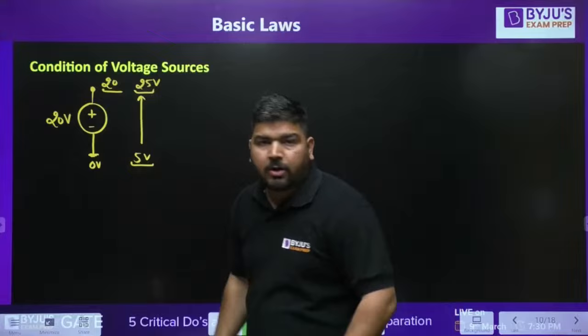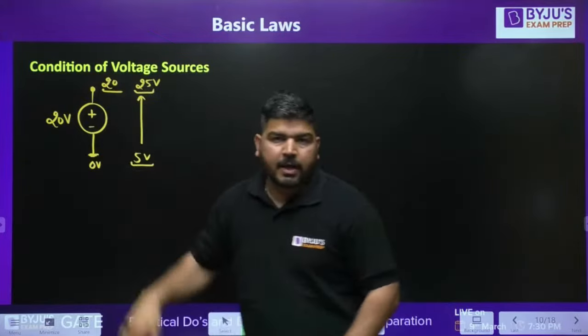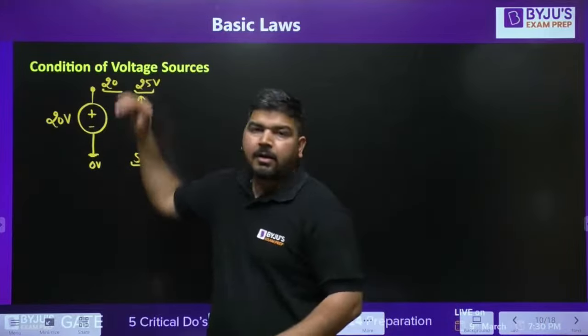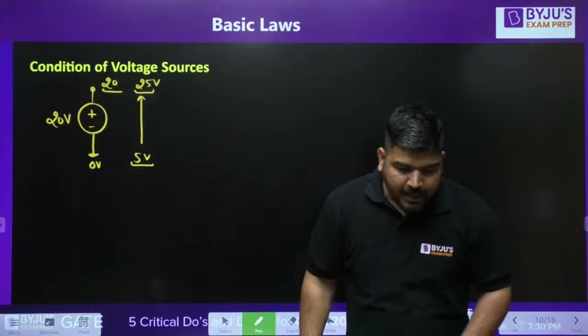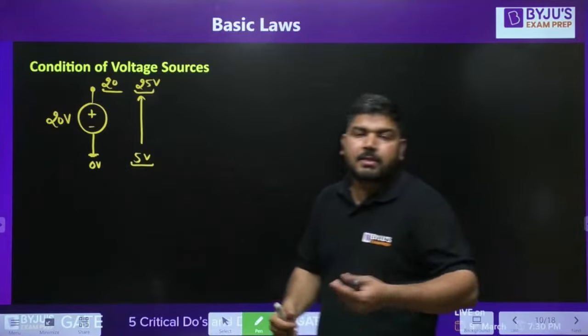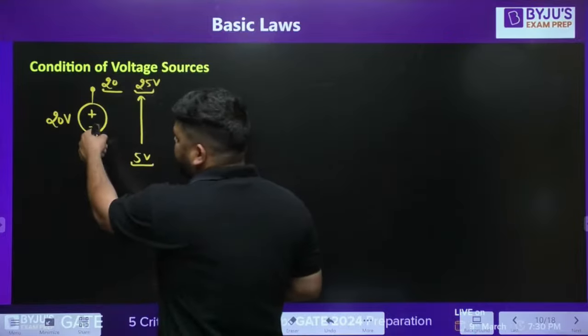If you are taking this at 0, then this has to be 20 because you are going from minus to plus. If you are going from minus to plus, remember voltage will rise. There are some students who follow the other convention. Actually, if you are going from minus to plus, they take it as negative.